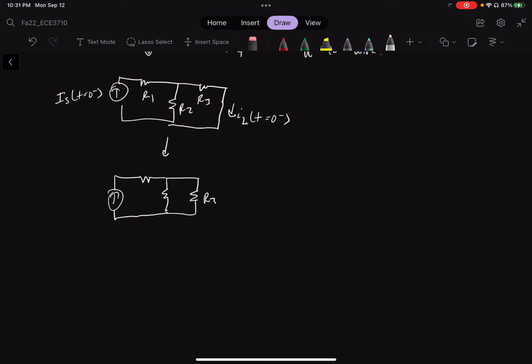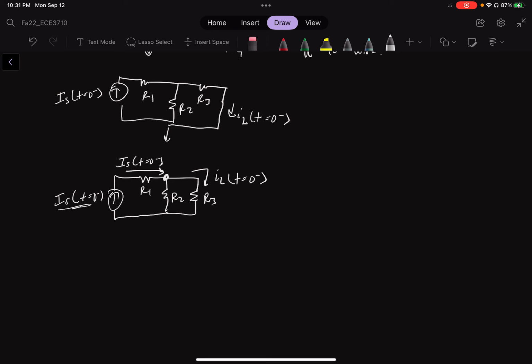So this is R3, R2, R1. IS at t equal to 0 minus. This is IL at t equal to 0 minus. This IS of t equal to 0 minus is the one going in, and it's going to split at this node. So let's separate some of these arrows. This is IS of t equal to 0 minus, and it's going to split, and part of it is going to become IL at t equal to 0 minus.